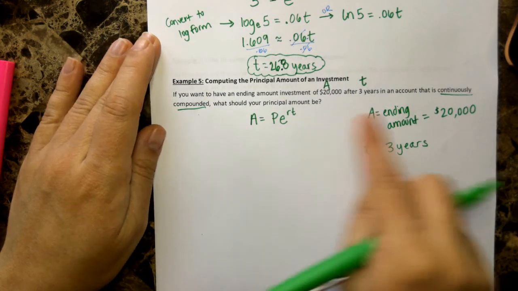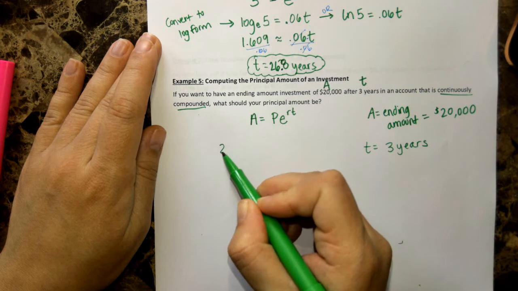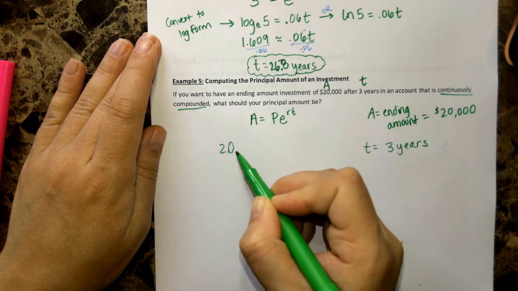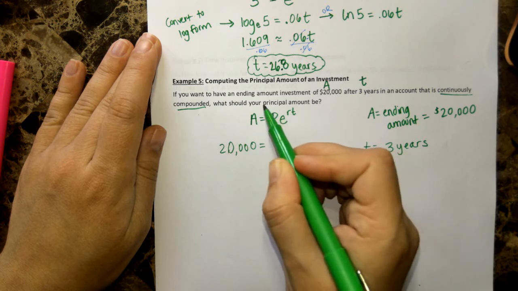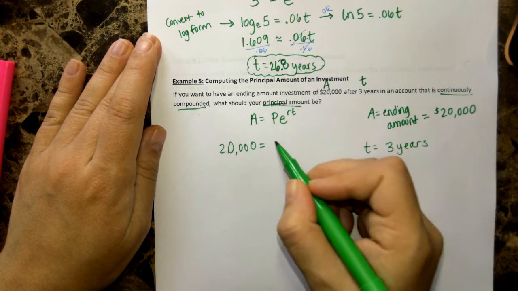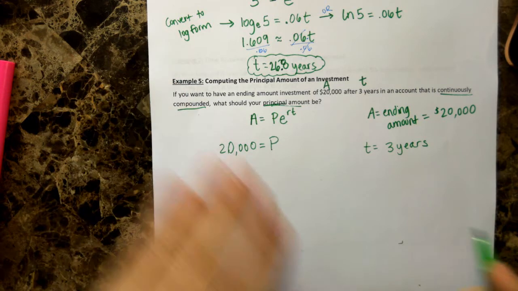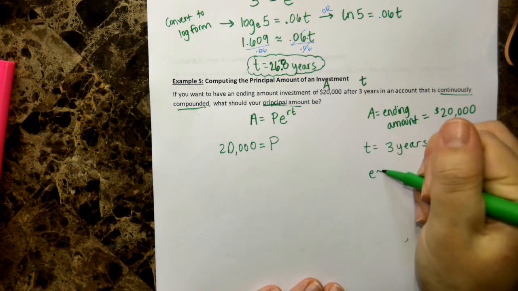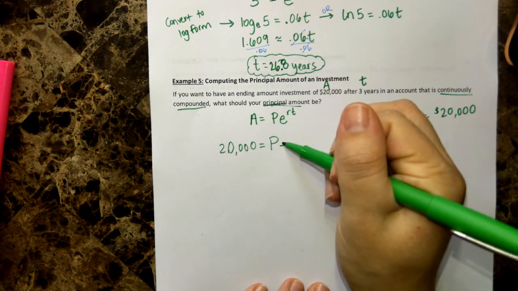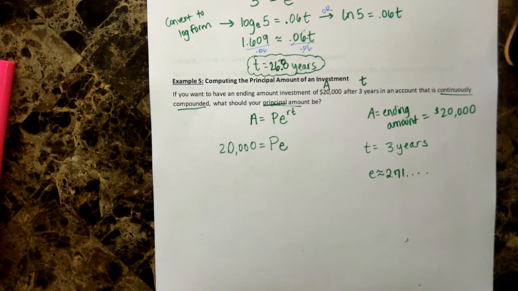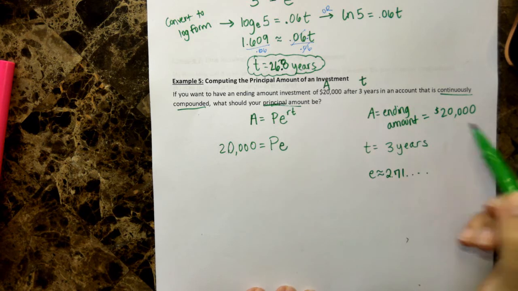We know that A, like I said, was $20,000, so I'm going to plug in 20,000 for A. P, we don't know what P is. That's what it's asking for. We don't know what that is, so I'm just going to leave it as P. E, remember, E is that number 2.71, and it continues on. I'm going to leave it as the letter E, though. R is the interest rate.